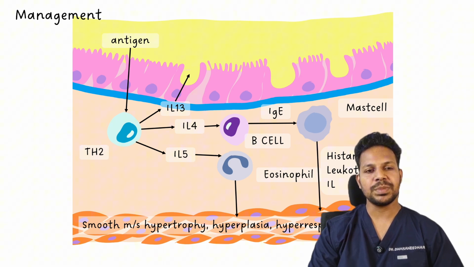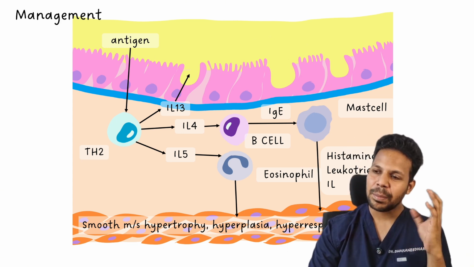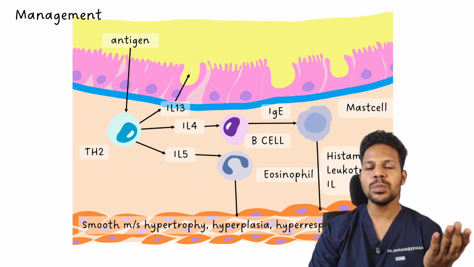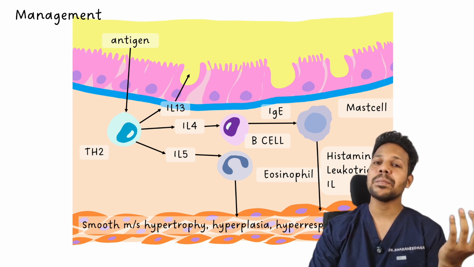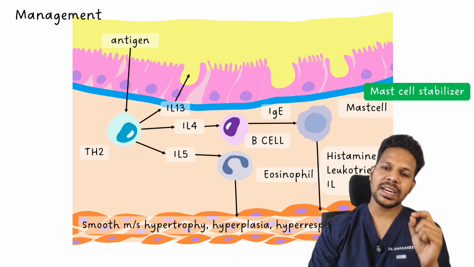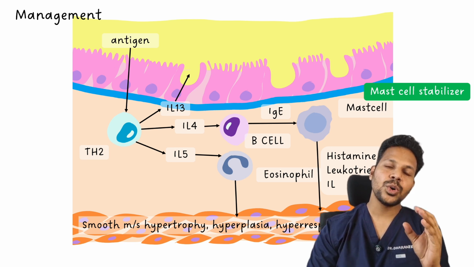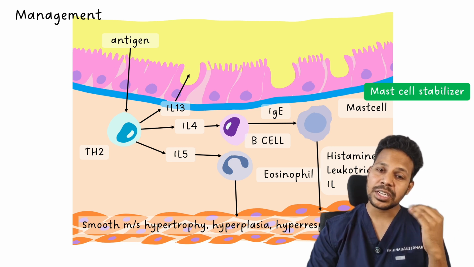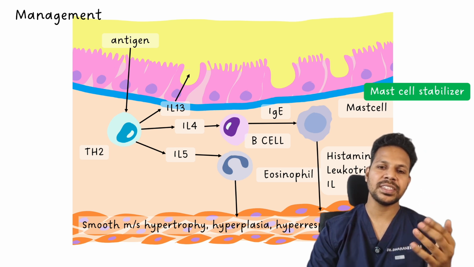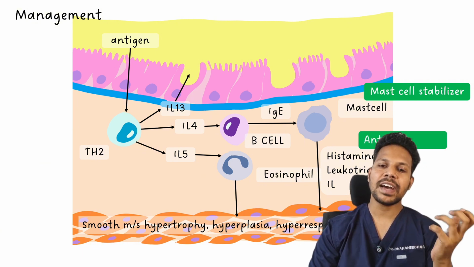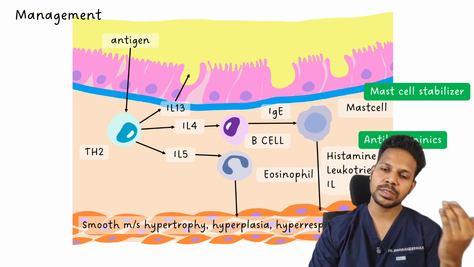Now let's look at the management. We have brought this image back from the pathophysiology just for making our understanding easier. So we are going to block this pathophysiology at multiple levels. Let's start with the mast cell stabilizer. The mast cell stabilizer is going to prevent the degranulation of the mast cell granules, thereby reducing the release of histamine, leukotrienes, and interleukins. When the histamines are produced, we have antihistaminics which are going to block the histamine receptors.